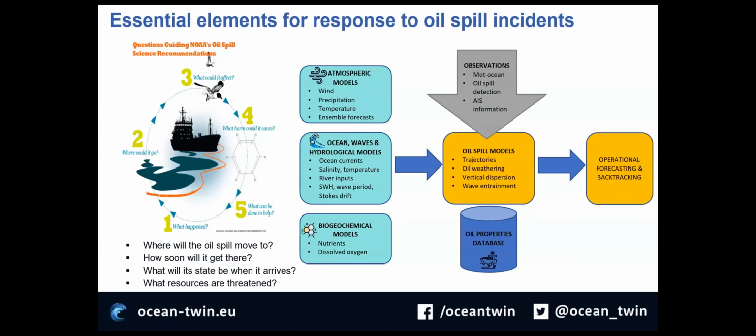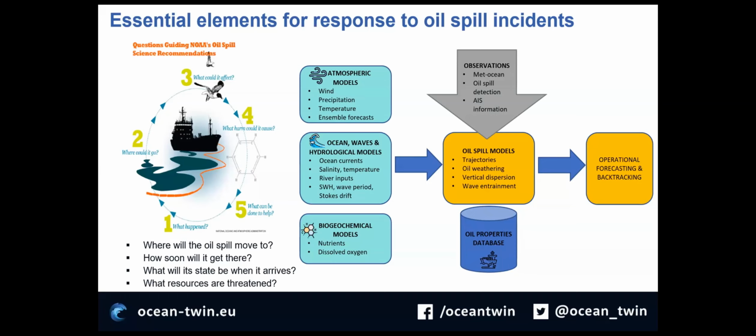So, picking up where I left off. What the authorities expect from us is, when an oil spill happens, they need to know what happened. So where the oil spill was, where it will move to, how soon it will get there, what the state will be when it arrives, and most importantly, what are the resources that are threatened.